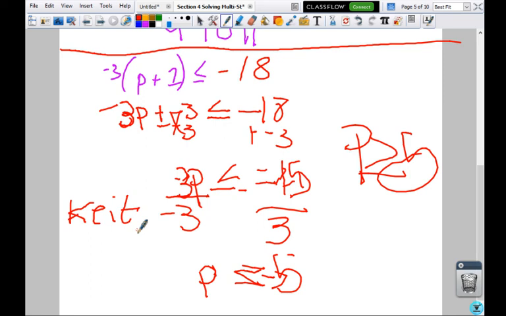Tragic. All right, that is it. So, you know what? Let's save a little bit of time. Let's skip the exit ticket.